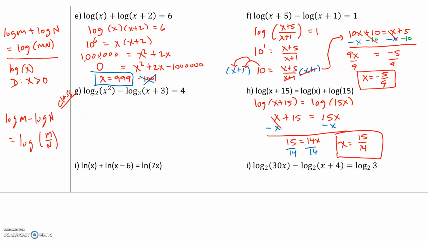Okay, and then letter I and letter J we will do in class.